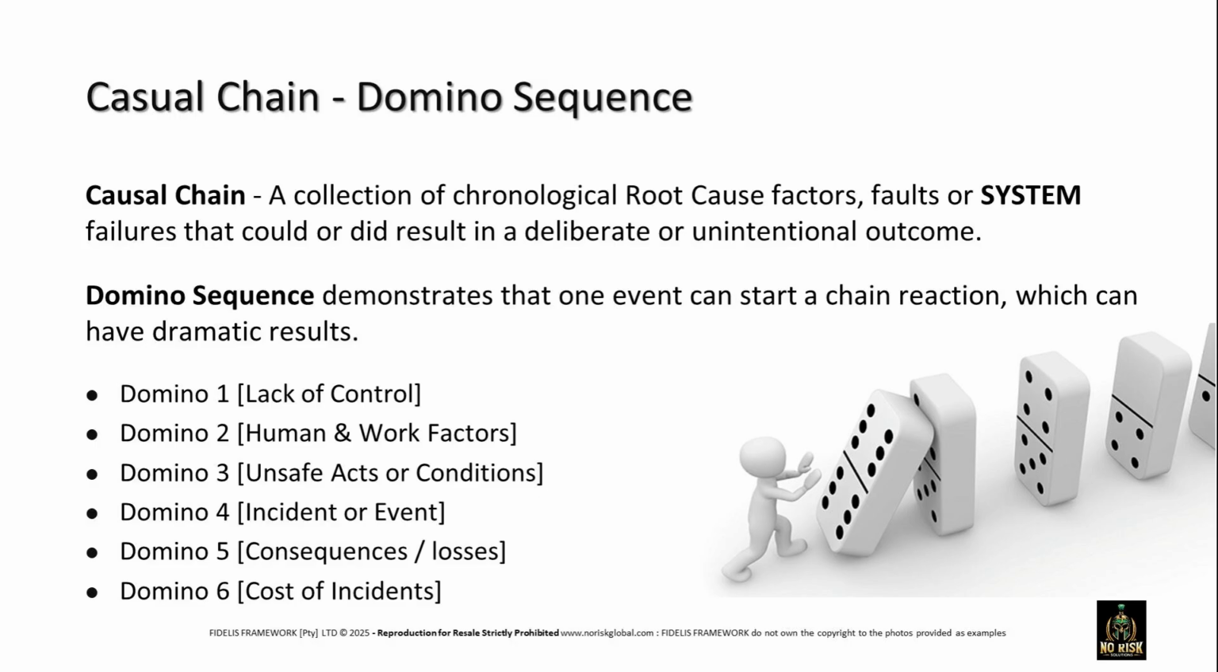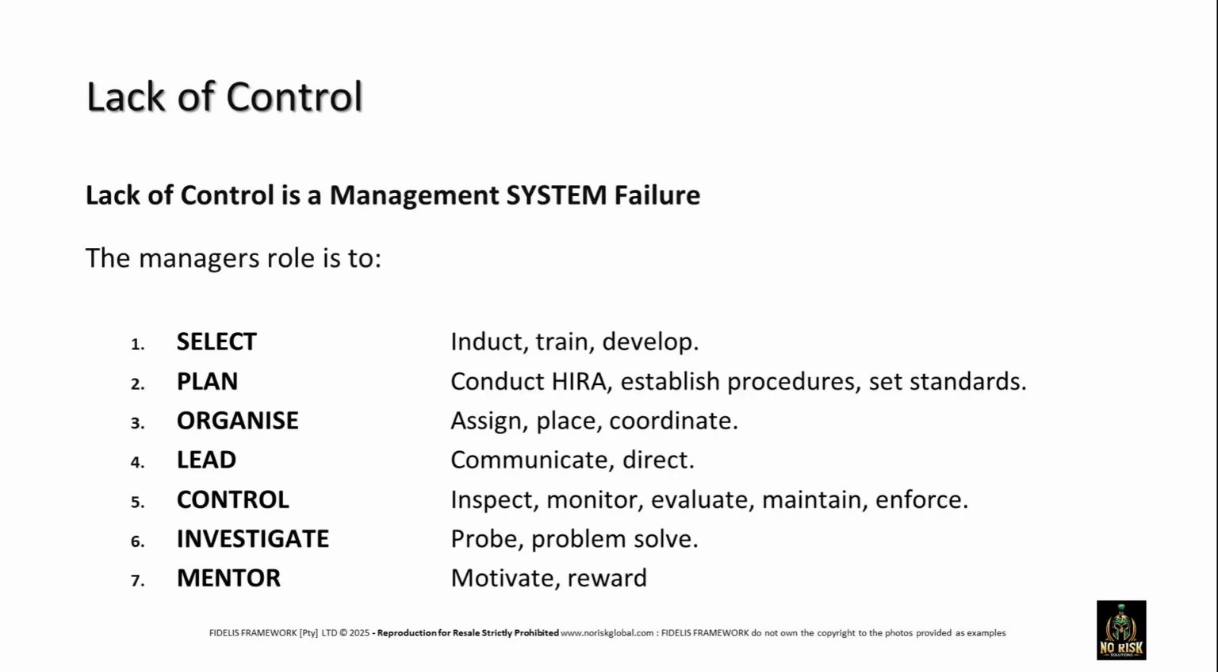The domino sequence shows how one event can trigger a chain reaction, starting with lack of control and leading to consequences or losses. Lack of control is a management system failure. Managers play a vital role in selecting, planning, organizing, leading, controlling, investigating, and mentoring to prevent such failures.